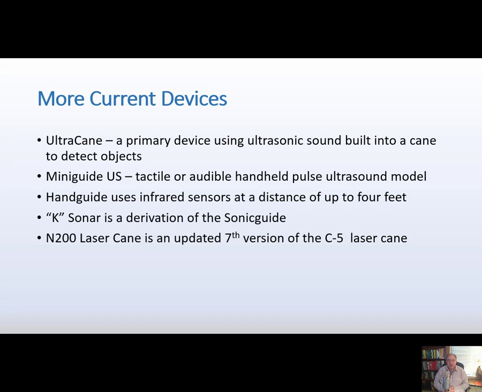And then finally, there's the N200 or 2000, I guess, laser cane, which is the 7th version of the laser C5 cane. And it's just a more sophisticated laser cane. And to be quite honest with you, I think if I had to choose a device myself to use, I might choose that laser cane. The pencil-thin beams that come out are very precise. It protects the upper part of your body. It finds obstacles in the middle.